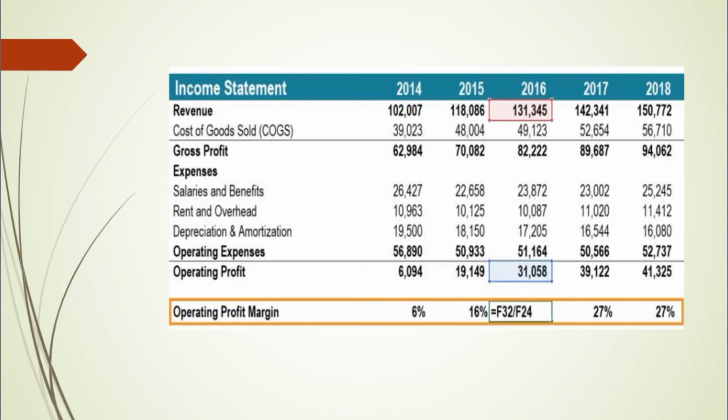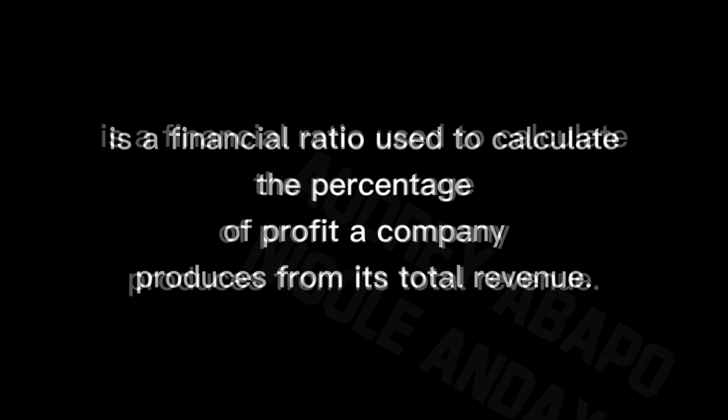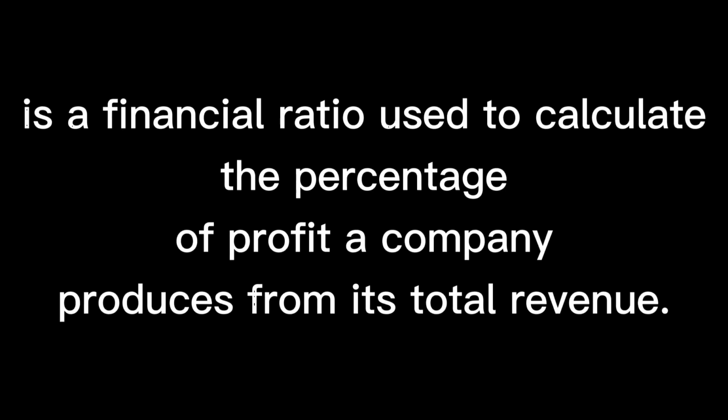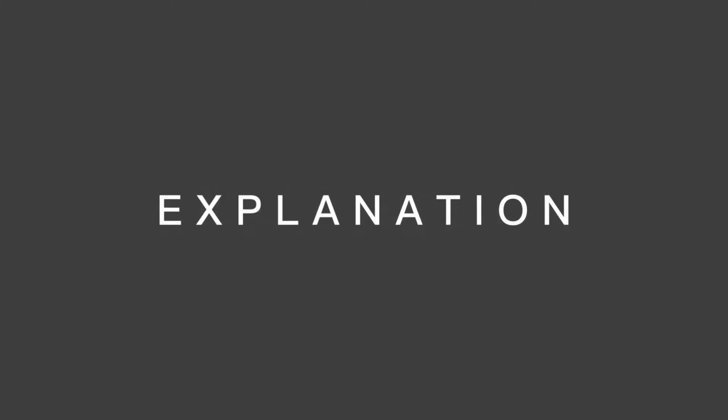Always remember that operating profit margin is finding the percentage of every company's sales in the year. Net profit margin. Net profit margin is a financial ratio used to calculate the percentage of profit a company produces from its total revenue. Net profit margin is also equal to the net income or the profit generated as a percentage of revenue.